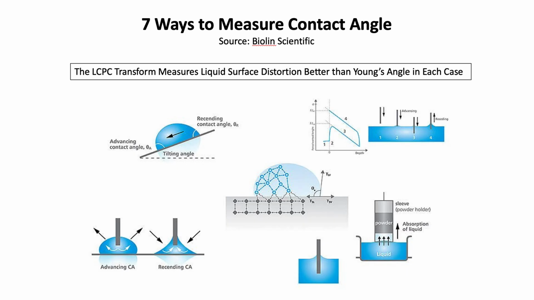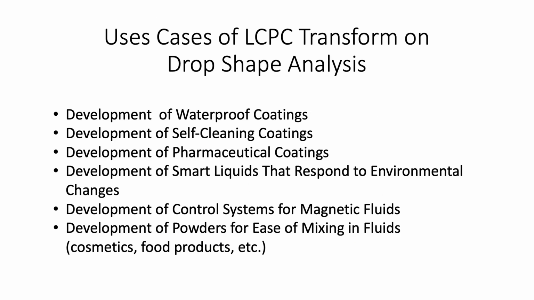So in summary, here are 7 generic ways through which people analyze drop shape. And in each of these cases, the LCPC transform can measure surfaces with much deeper information, or much more deeply than simply using contact angles. There are many use cases of drop shape analysis, and in each of these use cases, the LCPC transform is poised to revolutionize how much information can be extracted. And in my opinion, in the coming 5 to 10 years, the LCPC transform will replace contact angles, or at least make contact angles seem very archaic.